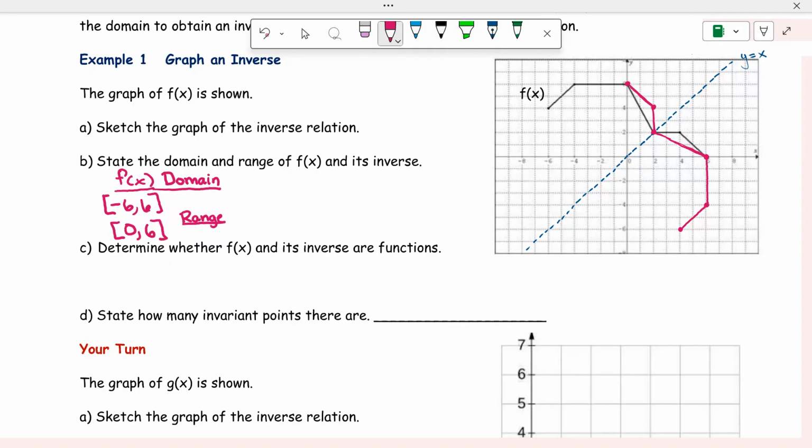Both have square brackets, both numbers, if you're using the easier notation for this one, because it includes the number. It touches there on the graph.